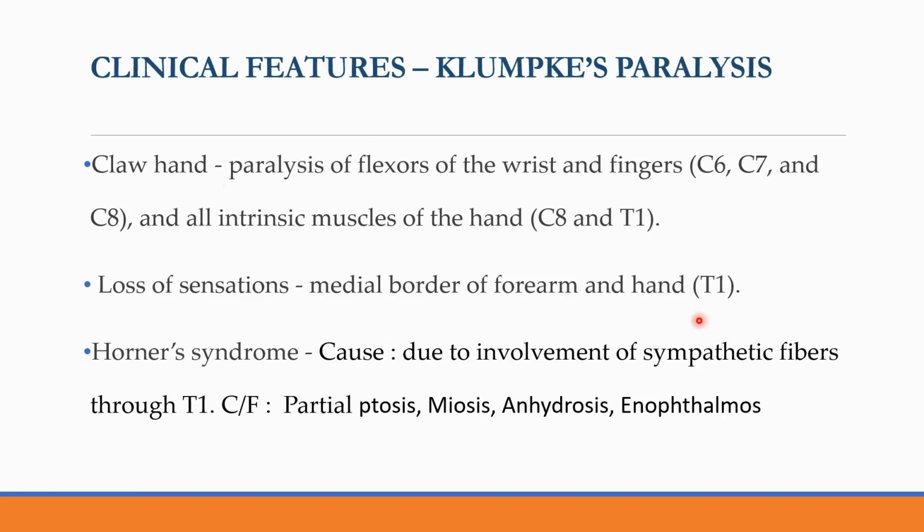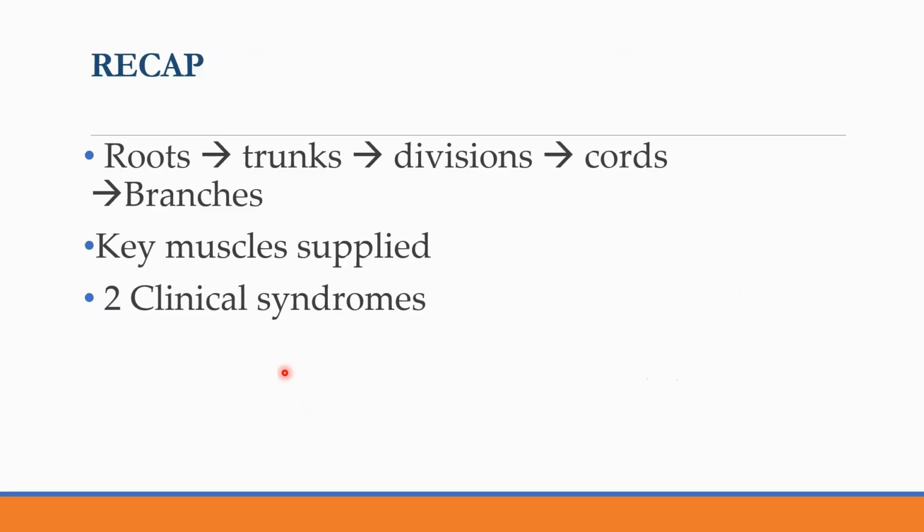We can see autonomic symptoms also. So there will be Horner syndrome if it is there. Horner syndrome is due to the involvement of sympathetic fibers that pass through T1. These fibers supply head and neck. So when it is involved, we have the Horner syndrome. The clinical features of Horner syndrome are partial ptosis, miosis, anhidrosis, and enophthalmos. So these are the clinical features seen in the Klumpke's paralysis.